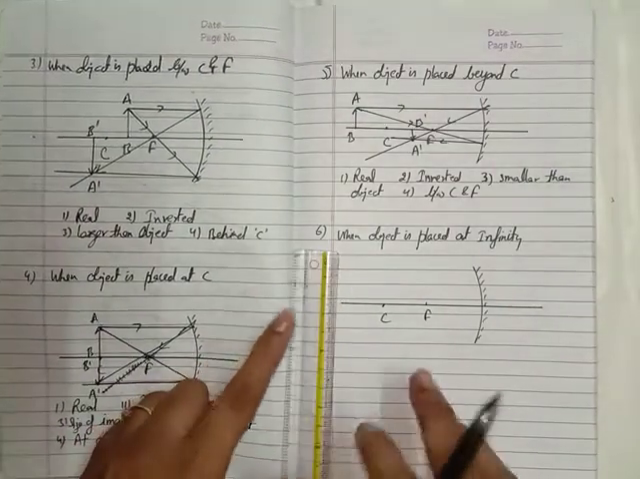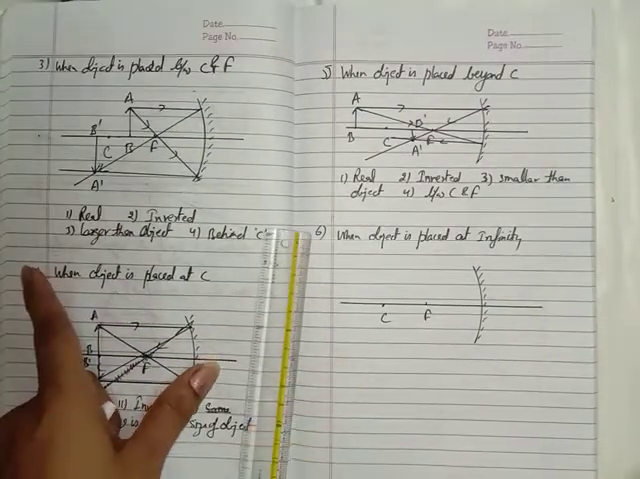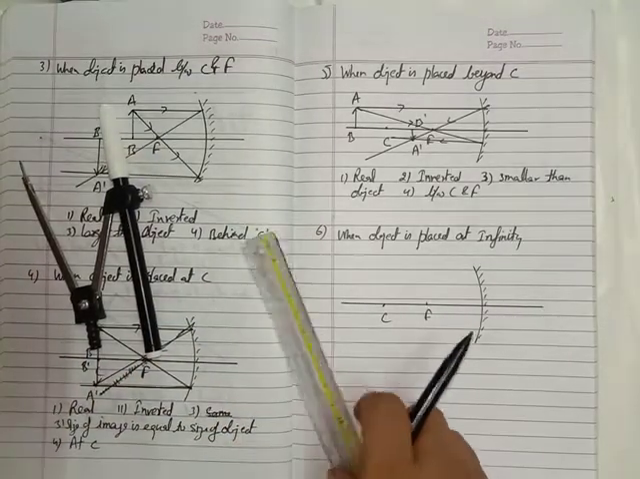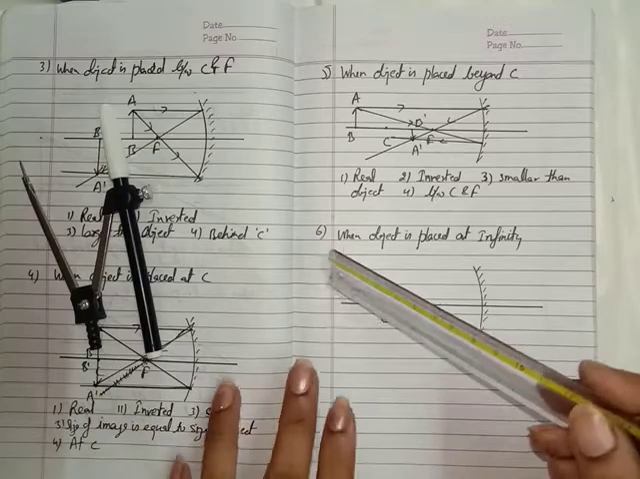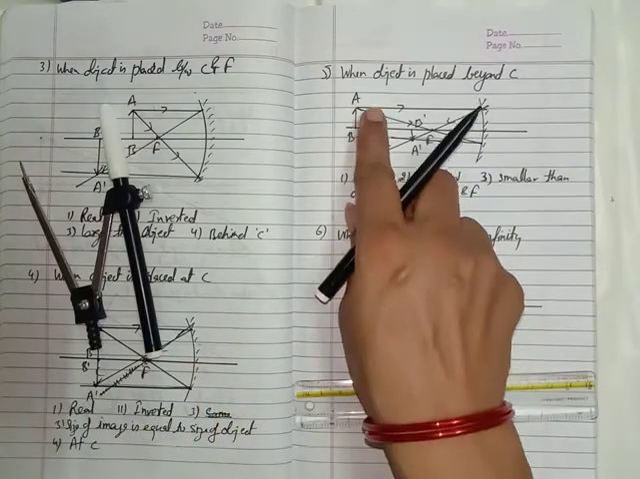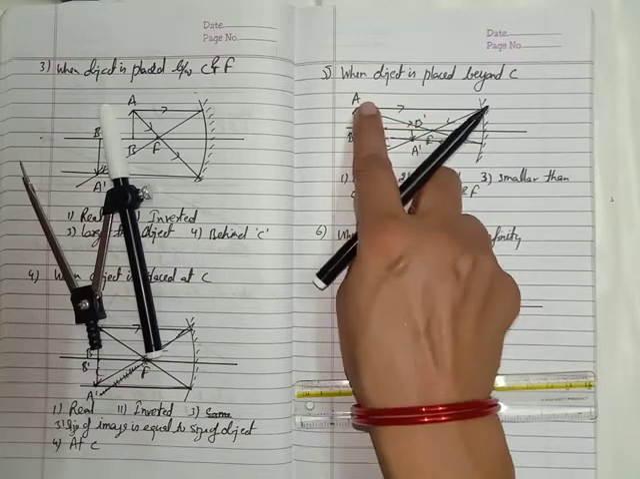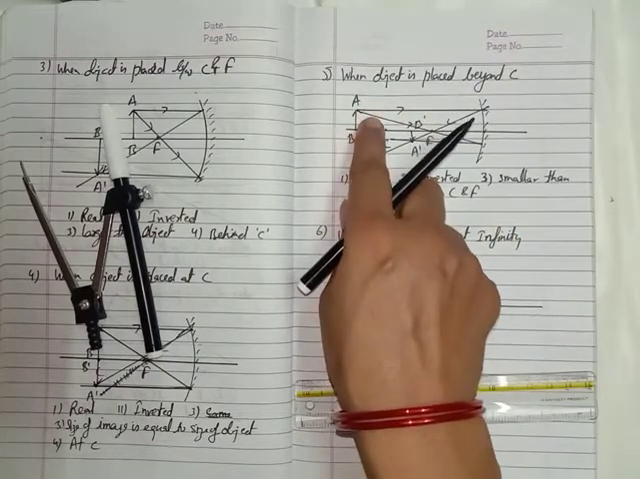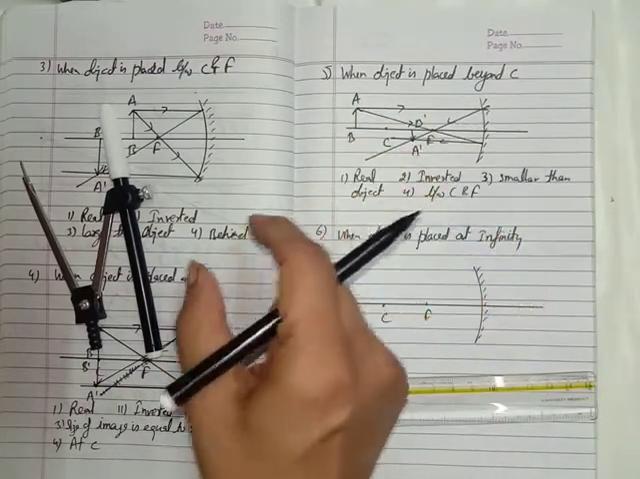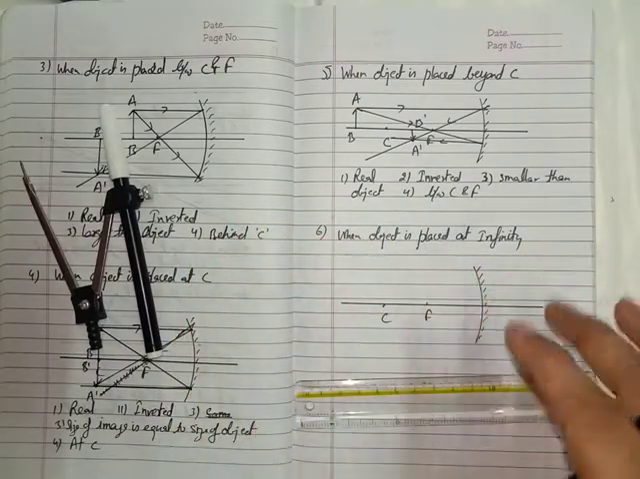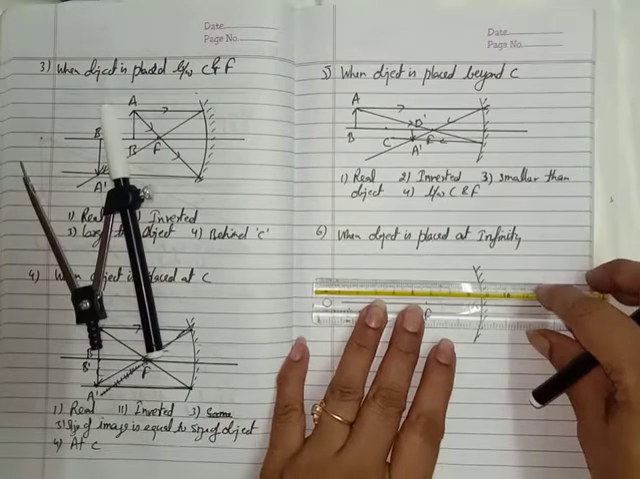So suppose our object is at infinity. You know, when an object is at infinity, the rays always come parallel to each other. Like we were preparing these types of images in which the rays are not parallel to each other, they have a certain angle. But if we place the object at infinity, the rays coming from infinity are always parallel to each other. So we can prepare the image like in the NCERT book.